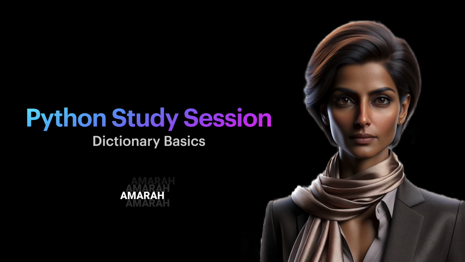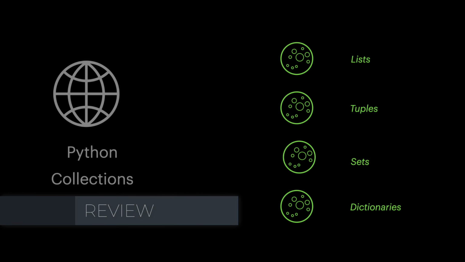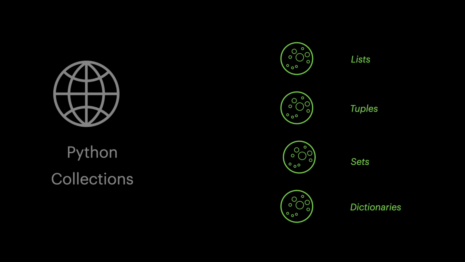Welcome to today's study session on Python Dictionary Basics. Recall from the overview that there are 4 basic collections in Python: lists, tuples, sets, and dictionaries. Our focus today is dictionaries.